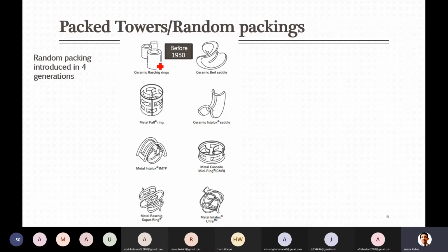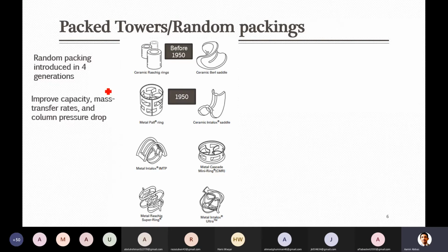You can look at their structure, that they have quite a solid structure, and there are some holes through the packing. So they were not really good for mass transfer. In order to improve that, modified structures were introduced in 1950, and those were called metal Pall ring and ceramic Intalox saddle.